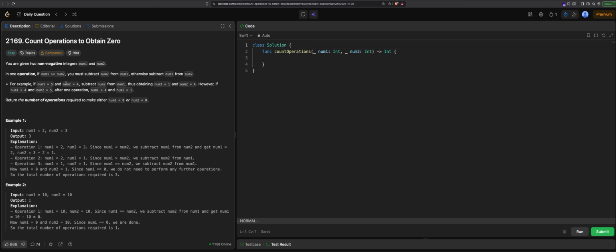So for instance, if num1 is 5 and num2 is 4, we subtract 4 from 5. That means we have obtained 1. And then num2 is 4 and num1 is 1. However, if num1 is 4 and num2 is 5, after one operation, num1 is equal to 4 and num2 is equal to 1. So what we need to do is return the number of operations required to make either num1 equal to 0 or num2 equal to 0.